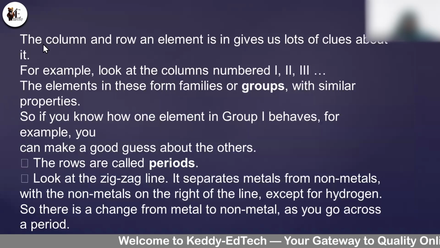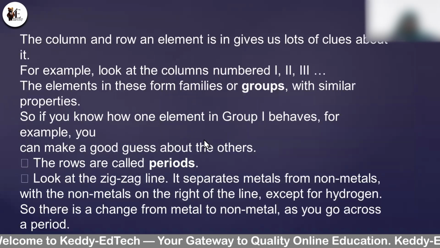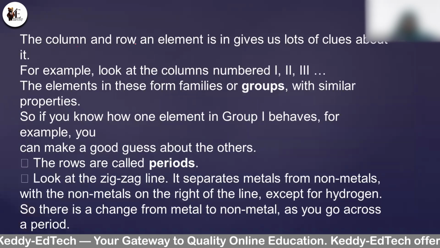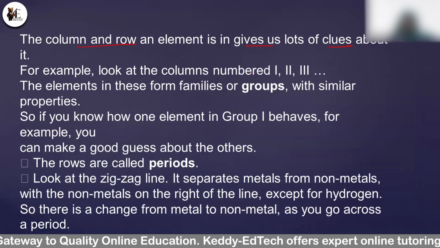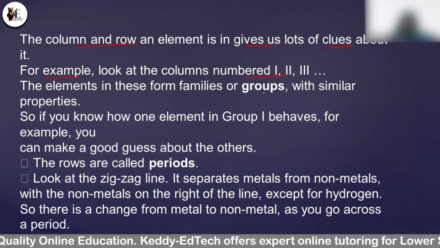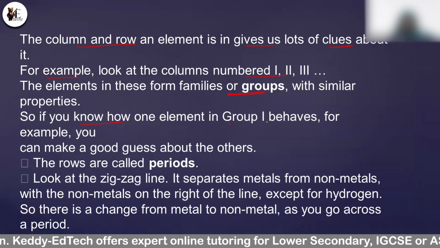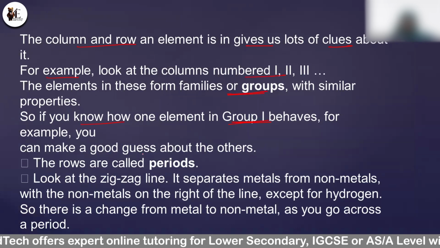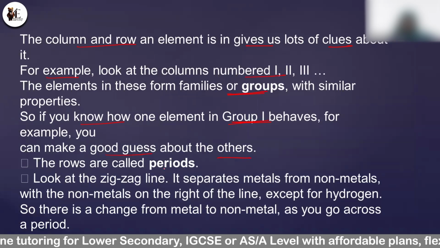Now read the sentences: the column and row an element is in gives a lot of clues about it. For example, look at the columns numbered this. I have already told you what groups are. If you know how one element in group 1 behaves, you can make a good guess about the others because the properties are the same. Rows are called periods.